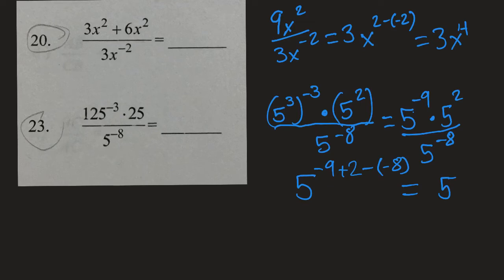Now, we're going to use our fifth law to take that negative 3, multiply it with the 3 from our 5 cubed, and we get 5 to the power of negative 9. After that, we can combine all of our exponents. So as we see here, we have 5 minus 9 plus 2 minus negative 8. And if you combine that all together, your exponent's just going to be 1. If your exponent's 1, you don't really have to write it. So our final answer is just 5.